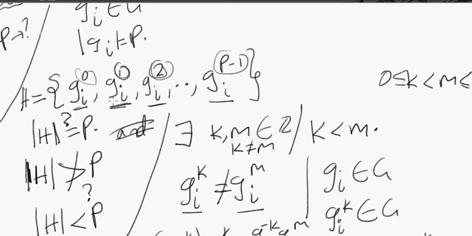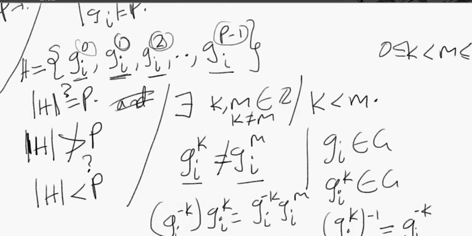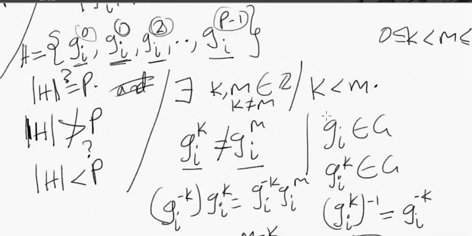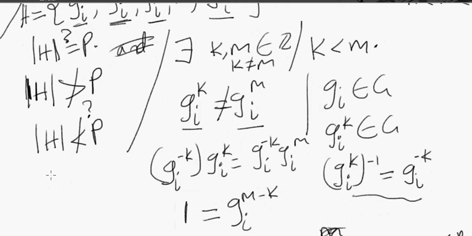If all the elements in H are distinct, what can we conclude? Can the order of H ever be less than p? Right. If the order of H can't be less than p and the order of H can't be greater than p, what does that tell us? Can we conclude that the order of H is p? Alright.